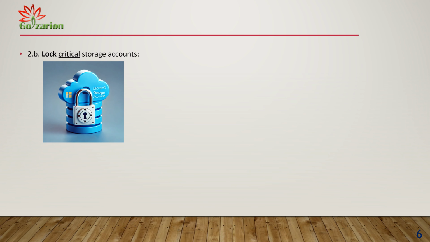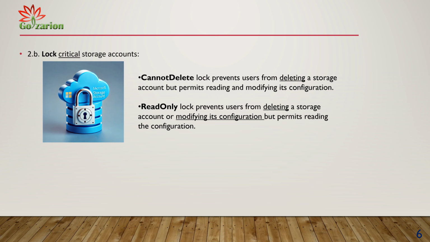Lock critical storage accounts to prevent accidental or malicious deletion or configuration changes. There are 2 types of Azure Resource Manager resource locks: cannot delete and read-only lock. Cannot delete lock prevents users from deleting a storage account but permits reading and modifying its configuration. Read-only lock prevents users from deleting a storage account or modifying its configuration but permits reading the configuration.